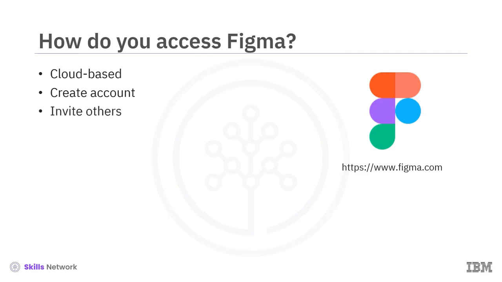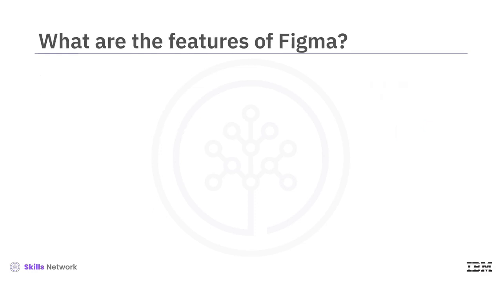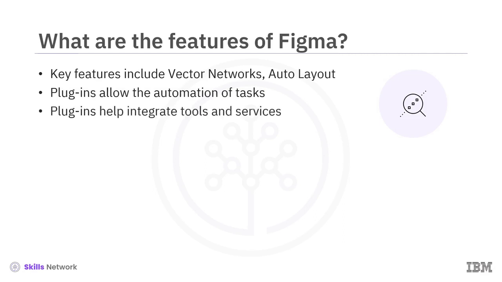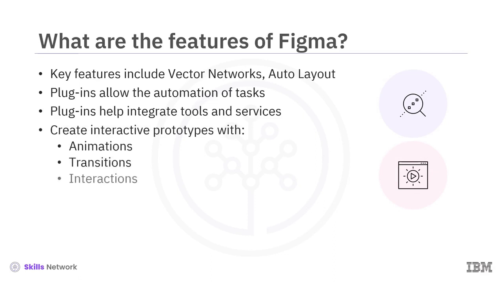You can invite team members and stakeholders to collaborate on a project. Once you have set up a Figma account, you can delve deeper into discovering the features of Figma. Some of Figma's key features are vector networks and auto layout, which allow designers to create responsive designs that adapt to different layouts and screen sizes. Figma also offers many plugins to help automate design tasks, enhance the design process, and integrate with other tools and services. There are features to help with prototyping, developer handoff, and design system management. Designers can create interactive prototypes with animations, transitions, and interactions, and evaluate them on different devices and platforms.